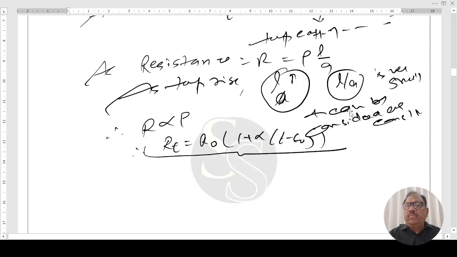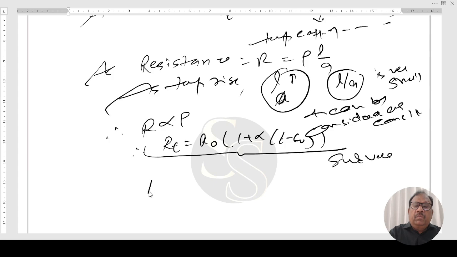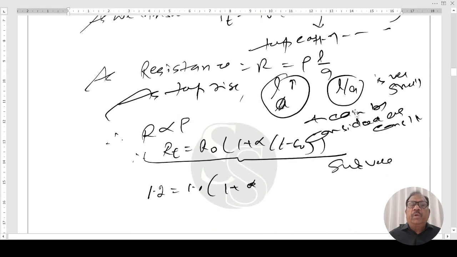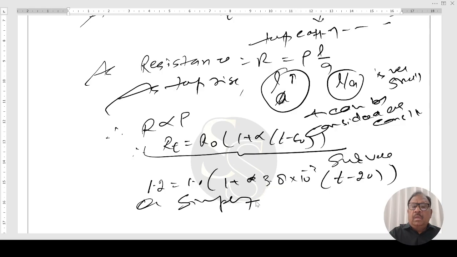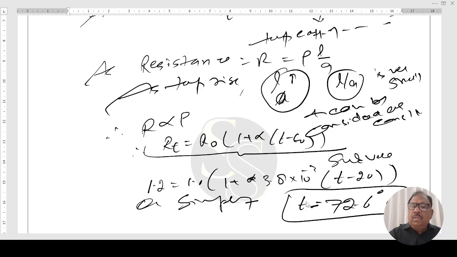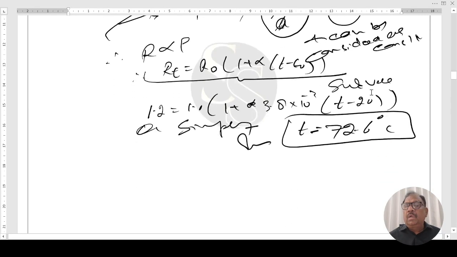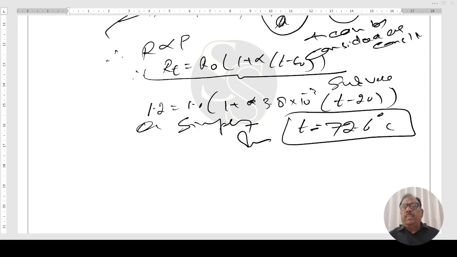Now substituting the values. 1.2 equal to 1.0 into 1 plus alpha. Alpha value is how much? 3.8 into 10 to minus 3, into T minus 20. On simplification, we get T equal to 72.6 degrees centigrade. This is the answer, right? Next question.